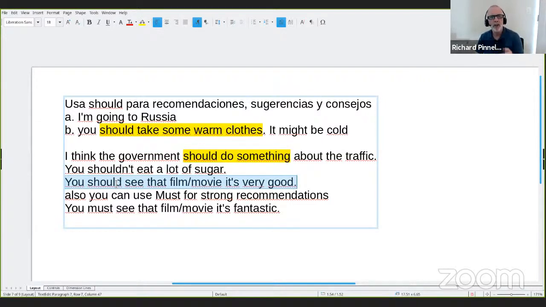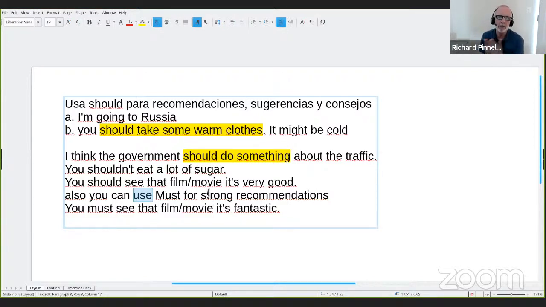Otra recommendation. You should see that film or you should see that movie. Film es inglés británico, movie inglés americano. You should see that film. It's very good. Es posible también usar must.